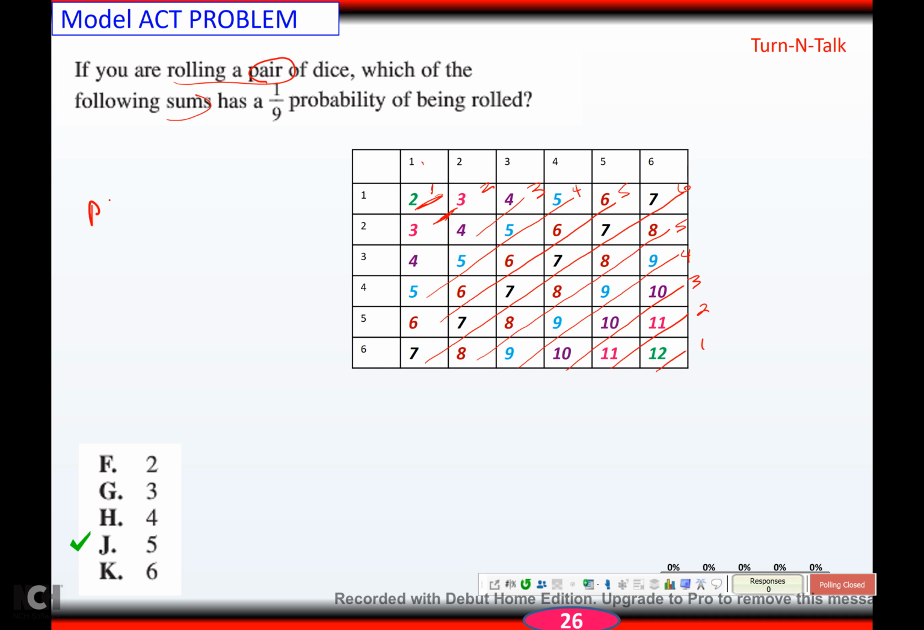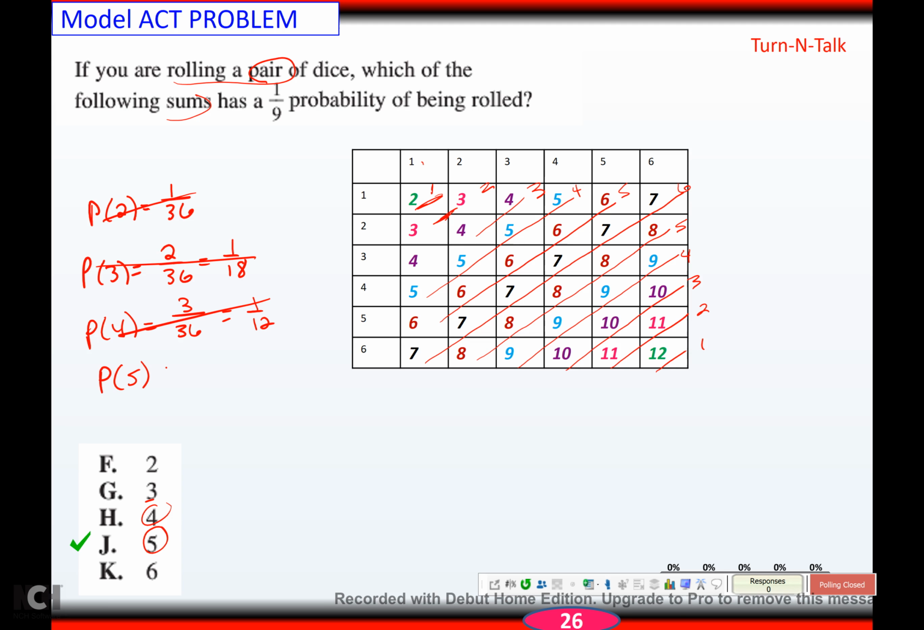Well, if I find the probability of a sum of 2, there's only 1 out of 36. So that didn't work. If I do the probability of getting a sum of 3, well, there's 2 out of 36, which reduces down to 1/18, which is not 1/9. The probability of getting a sum of 4, well, there's 3 sums of 4 out of 36, which reduces down to 1/12. No. 5, the probability of rolling a sum of 5 is 4 out of 36, which does reduce down to 1/9. Winner, winner, winner. Okay?